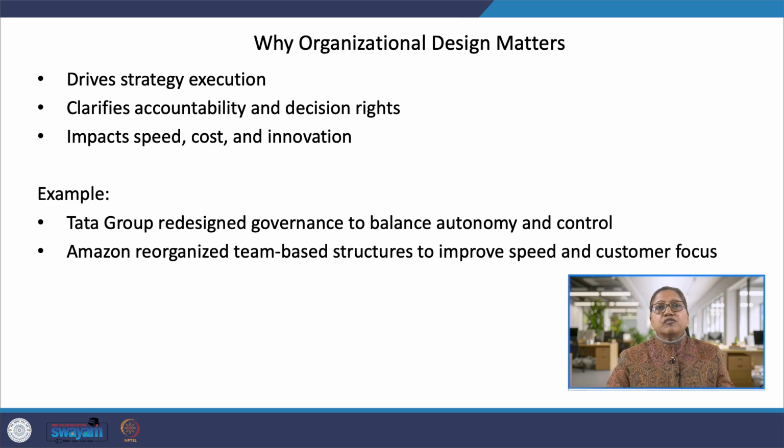So, we should understand why organizational design matters. It helps in driving strategy execution, and clarifies accountability and decision rights, who is holding the authority and decision making power. It impacts speed, cost, and innovation. Let us discuss some examples. Tata Group has redesigned governance to balance autonomy and control. Amazon has reorganized into team based structures to improve speed, efficiency of transactions, and customer focus.